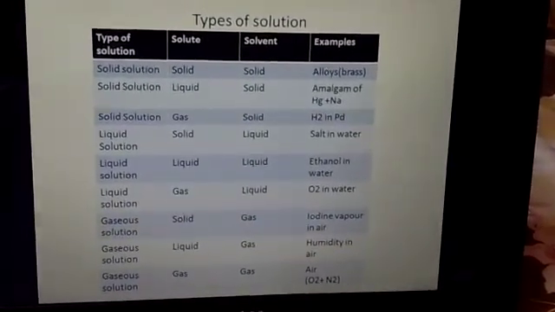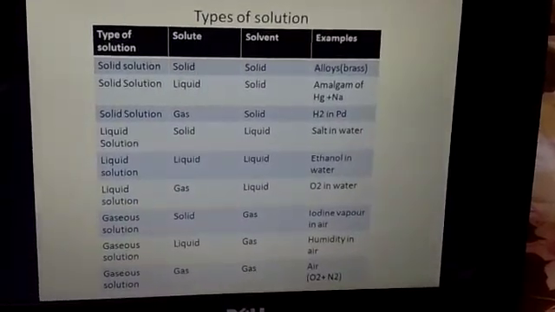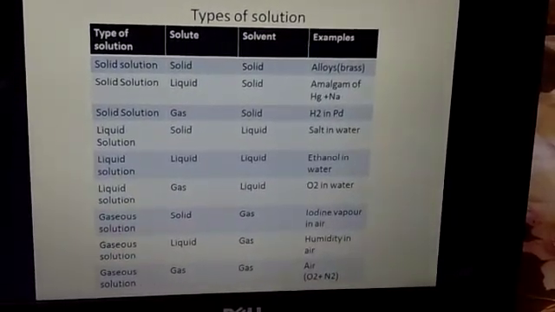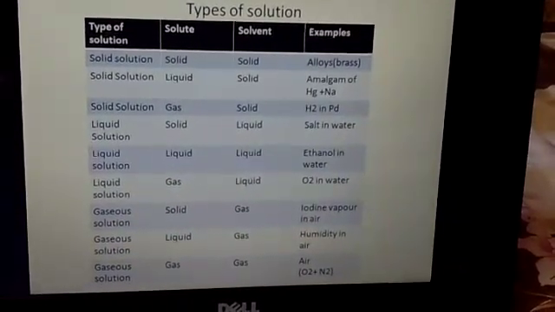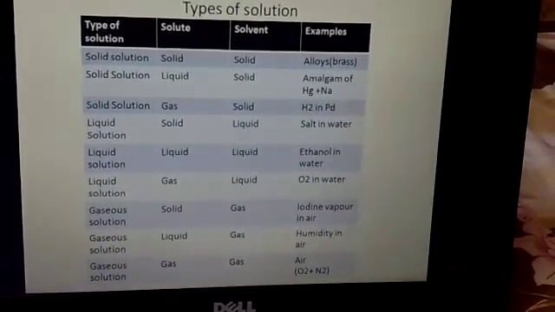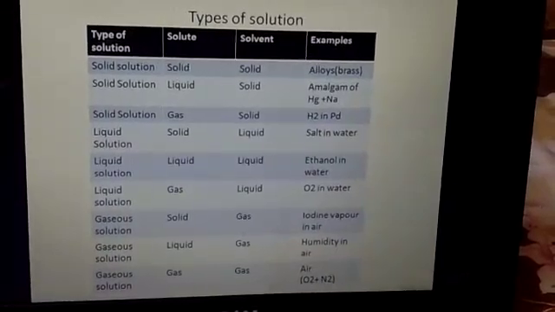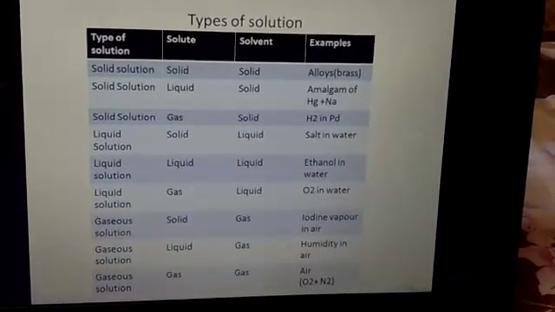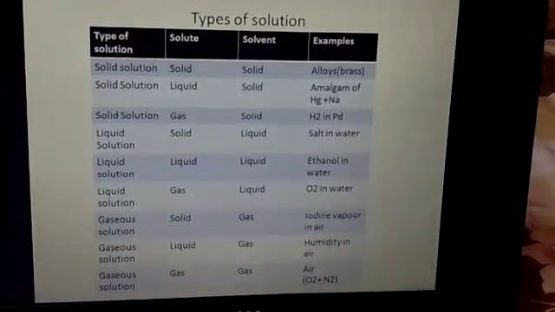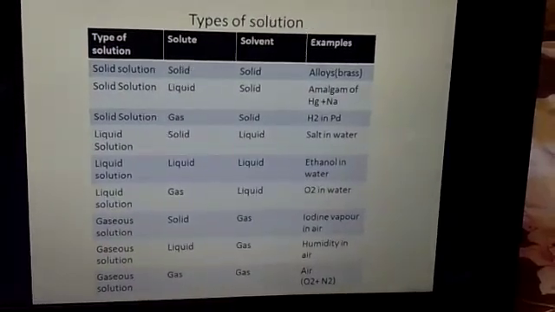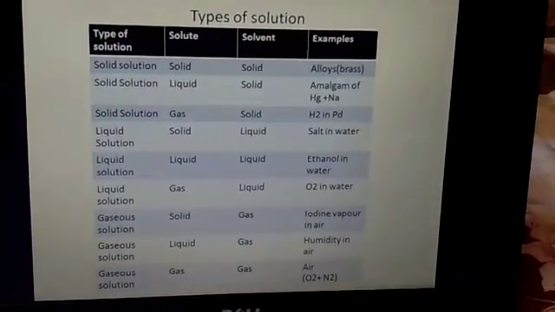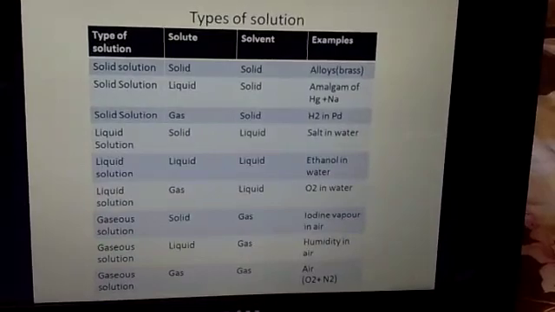Gaseous solution. In a gaseous solution, the solvent is present in the gaseous state. The first example, solid in gas: iodine vapor in air, camphor in nitrogen. Liquid in gas: example, humidity in air, chloroform mixed with nitrogen gas. Now, gas in gas: example, air, a mixture of O2 and N2.